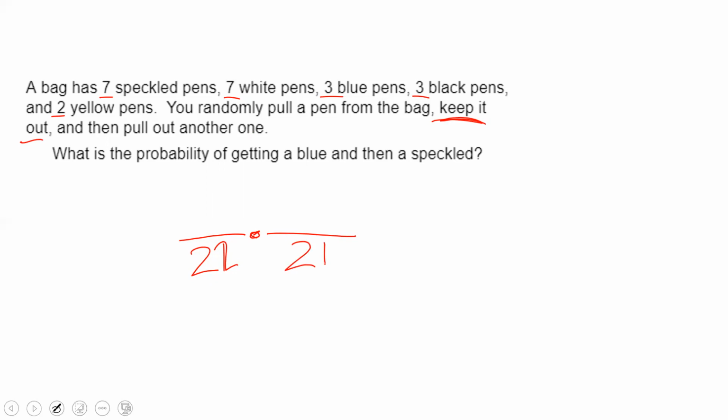And it says, what is the probability of getting a blue? Okay, so we started off with 3 blue and then a speckled. If I took a blue out, I wouldn't have taken any speckled out, and I'd still have 7 here. I do this multiplication, and I end up getting 1 out of 22.